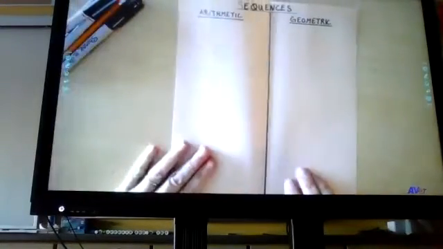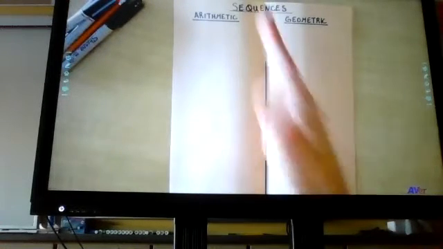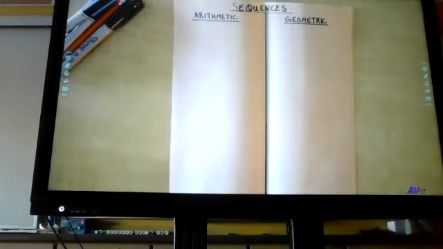So what you need to do is pause your video here, create what you see right here, fold your paper in half, draw a nice line, arithmetic on one side and geometric on the other.